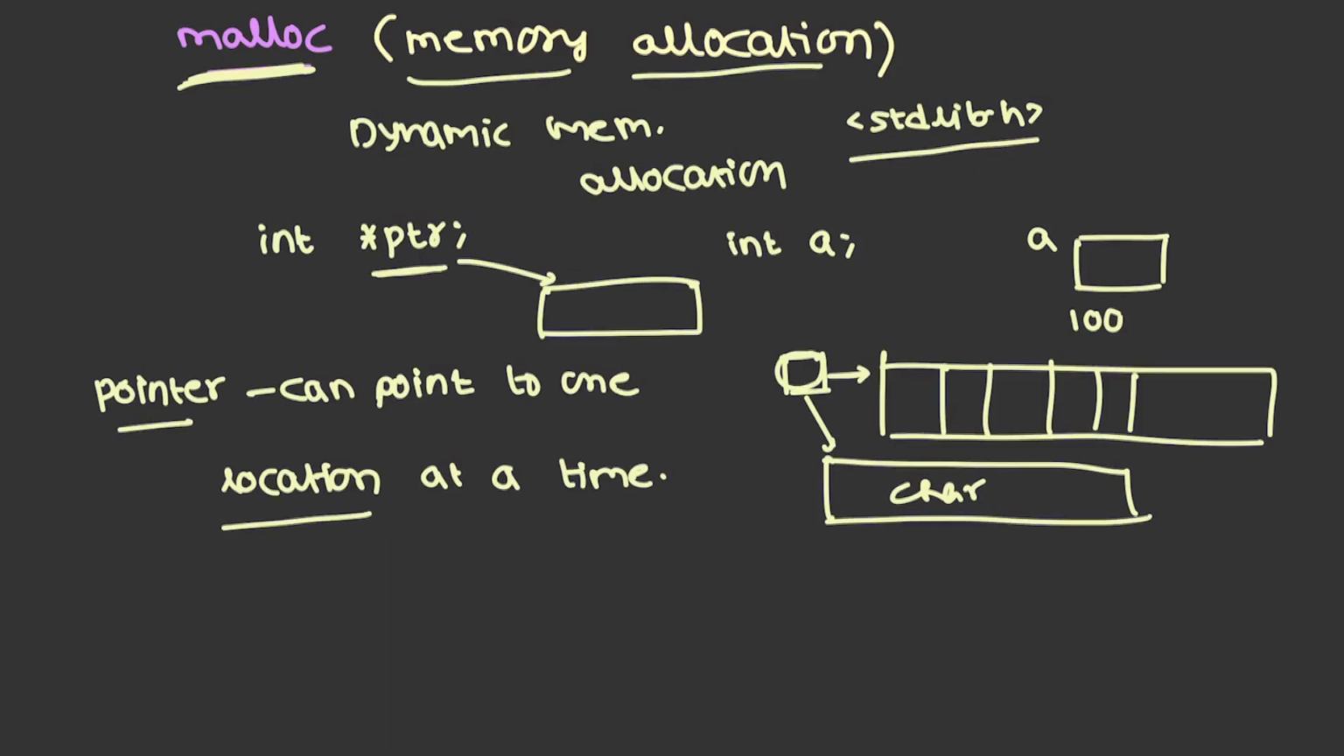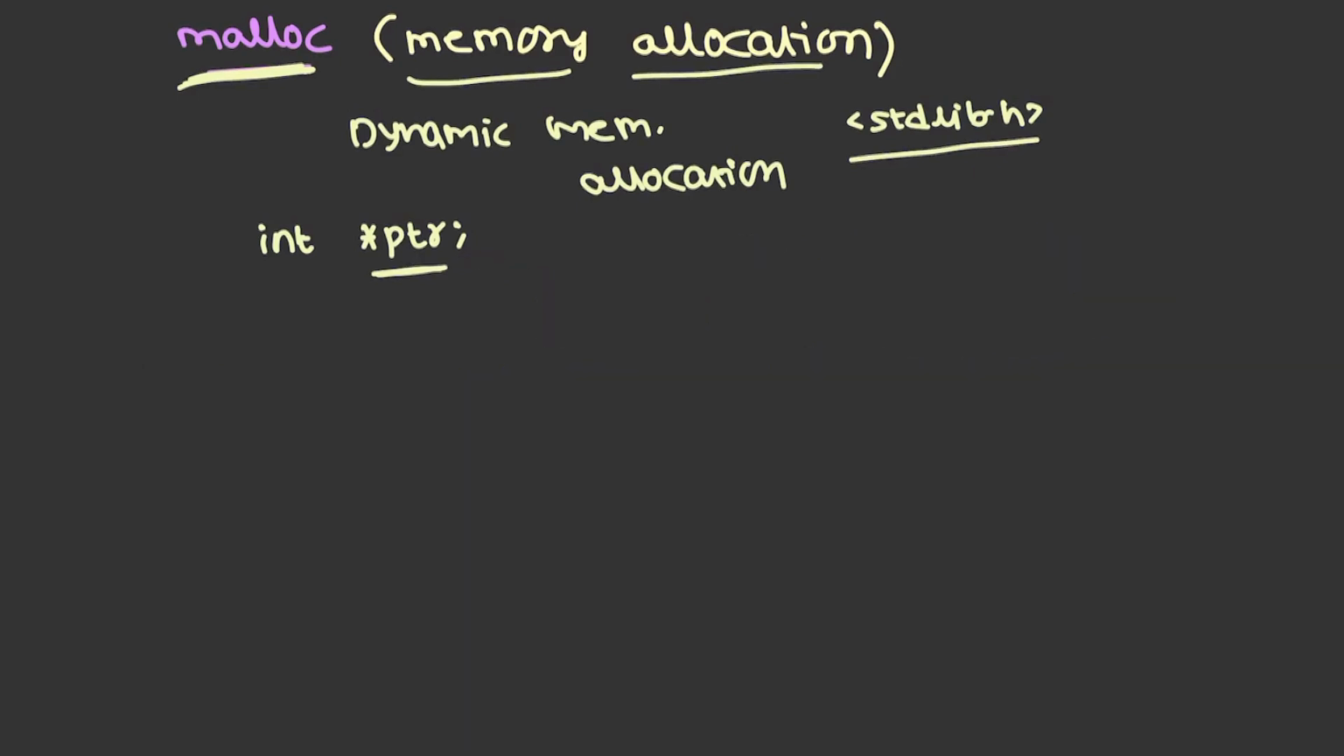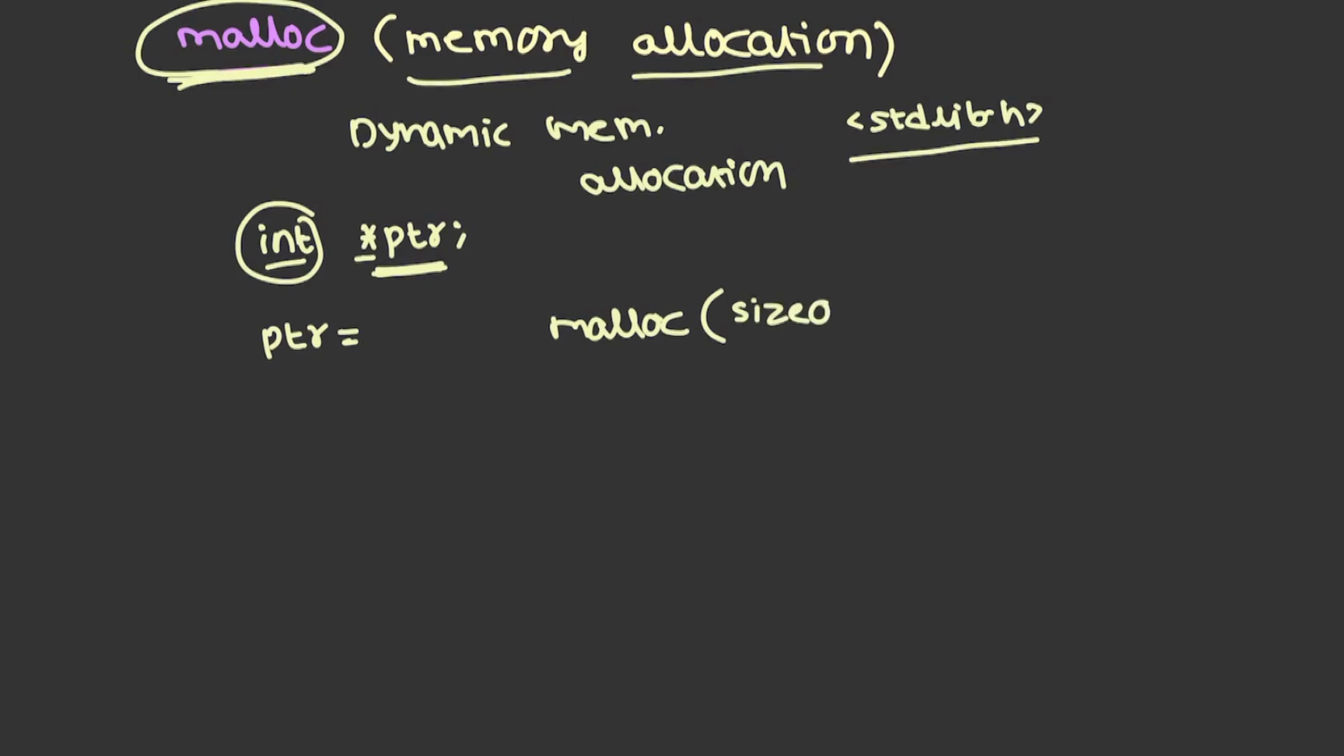But memory allocated at this location can be of any size. Now, if we come back to the topic of memory allocation, suppose we need to allocate memory to this pointer. It can be written as malloc, where I need to allocate the size of an integer. As it is an integer pointer, we can store an integer there.